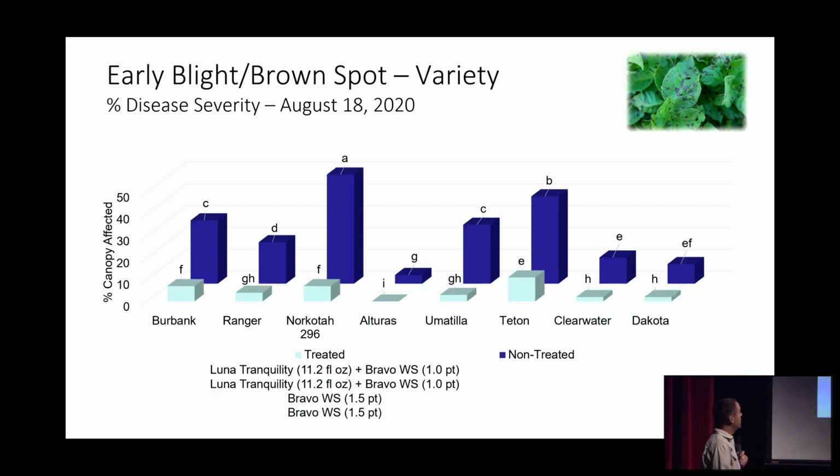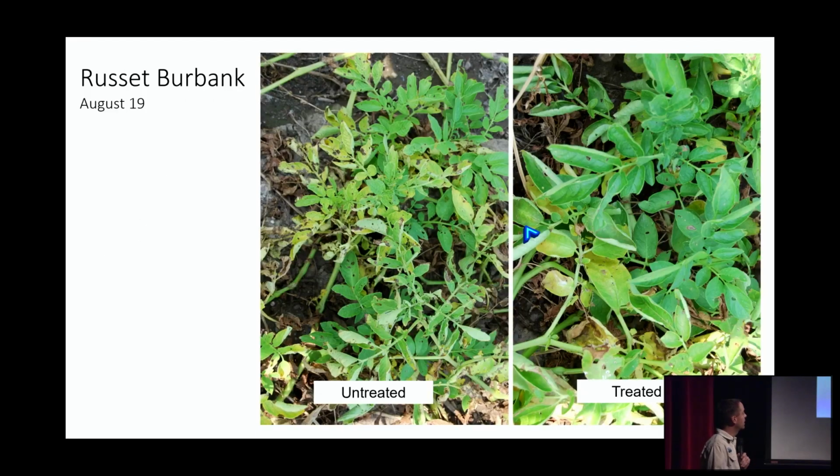But if you go into 2020, so that first one was 2019, this is 2020. Again, Alturas was pretty low, but we still had a significant difference there. We did get control by our fungicide program. We had a little bit more disease in Clearwater and Dakota in this year. North Dakota, both years, had the most disease. Teton can be very similar, and we'll show a few slides of some symptoms.